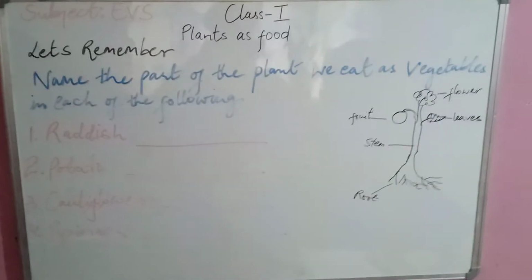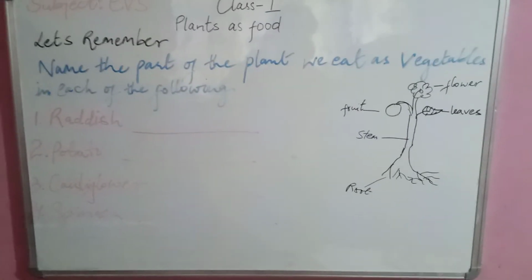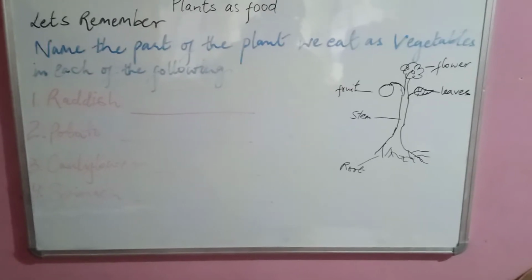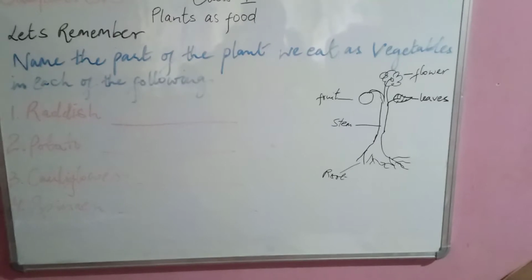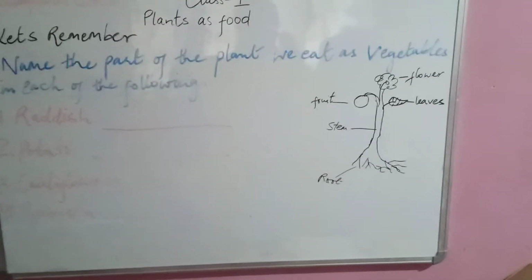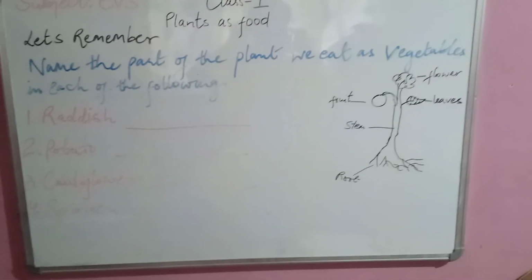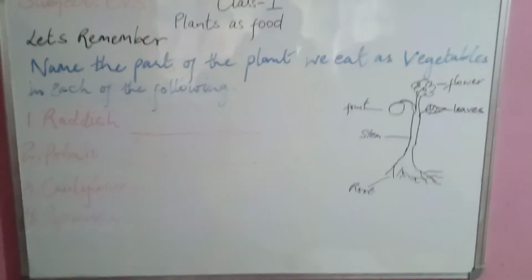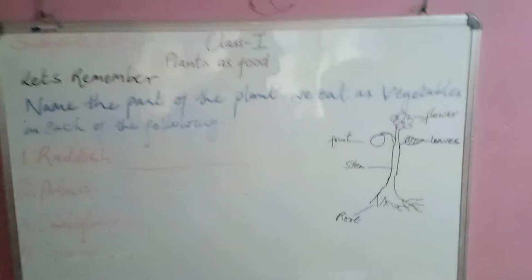On the right hand side, as you can see on the board, I have drawn a picture of a flower. With it I have categorized the parts of a plant. At the top, the flower, we have parts of a plant like root, stem, fruit, leaves and flower. So the radish comes under the category of root. Okay, if you want, you can write it here.